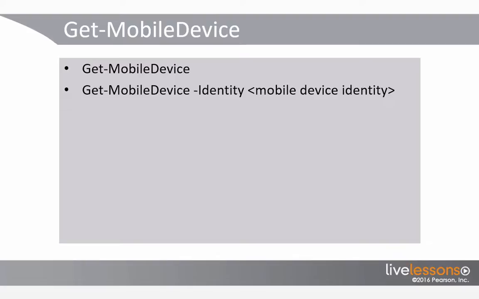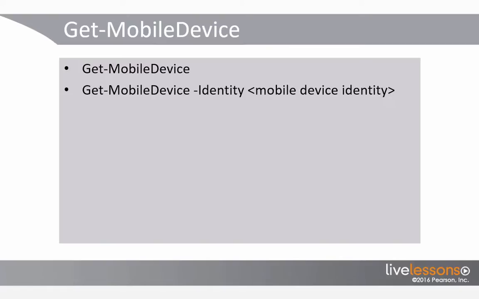And I want to start out with the command Get-MobileDevice. Simple enough, Get-MobileDevice. So if you enter this command by itself, you're going to see a list of all of the mobile devices that are in use throughout your organization. Now, if you want to look at a specific mobile device, you can type Get-MobileDevice followed by the identity switch and then the identity of the mobile device.